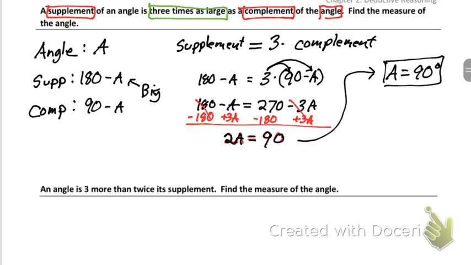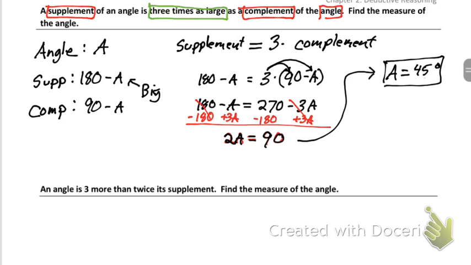Now I'm going to look back at what the question asked for. It did say find, oh, it should be 45. I said it, and then I decided to shift it over here. It should be 45. Thank you. Now I'm going to look at the end. It says find the measure of the angle. Did I find the measure of the angle? Yep.